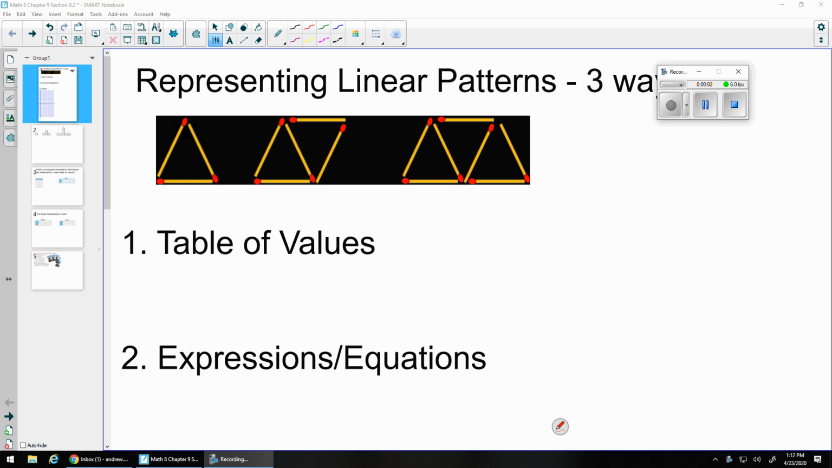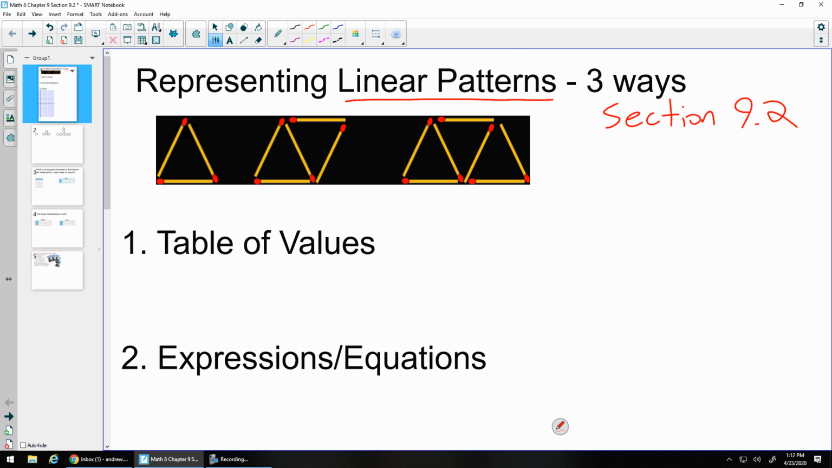Hey, grade eights. We're on chapter 9, section 2. The textbook jumps around a little bit in what they're trying to teach. So in my mind, what you need to understand is that we're looking at representing linear patterns, and we can do that in three ways. You're going to have to be able to jump from one way to another, but I'm just going to do that by looking at a pattern.